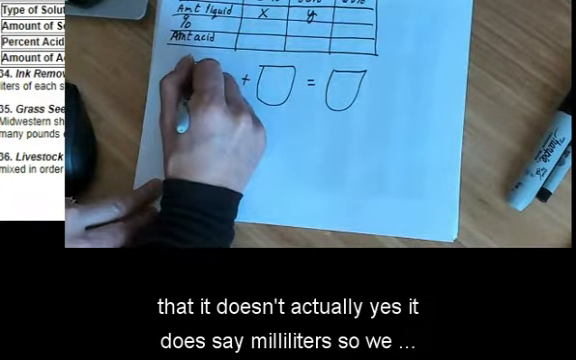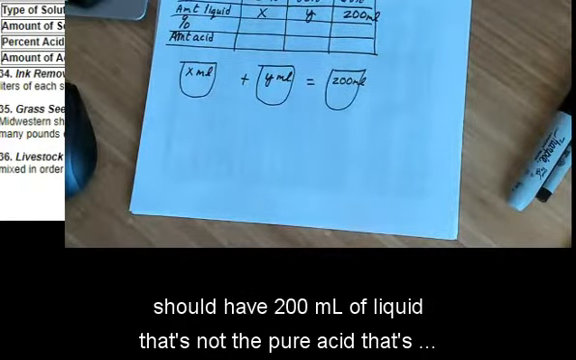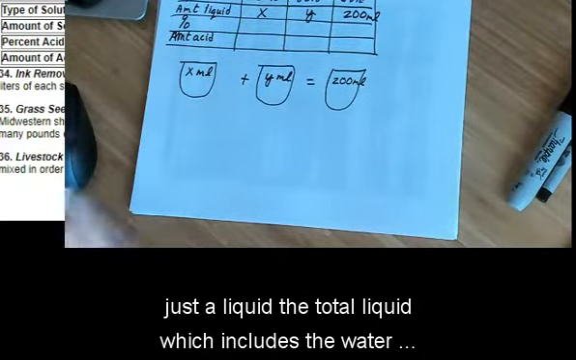So we know that we're going to take x milliliters of the first one, and we're taking y milliliters of the second one. Well, if I mix x and y milliliters, I should end up with the total number of milliliters, which they tell us in the problem is 200 milliliters. And that gives us our first amount. When we're done, we should have 200 milliliters of liquid. That's not the pure acid, that's just the total liquid, which includes the water, whatever's diluting it, and the acid as well. So our first equation that we can set up is x plus y equals 200.